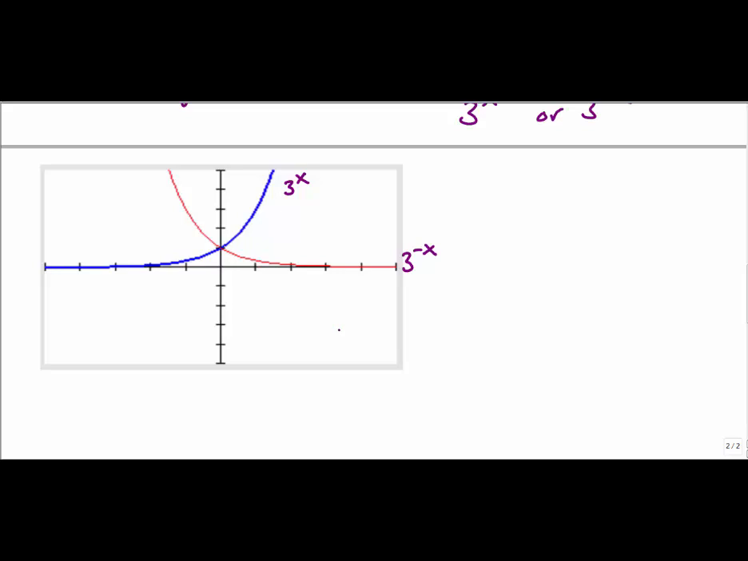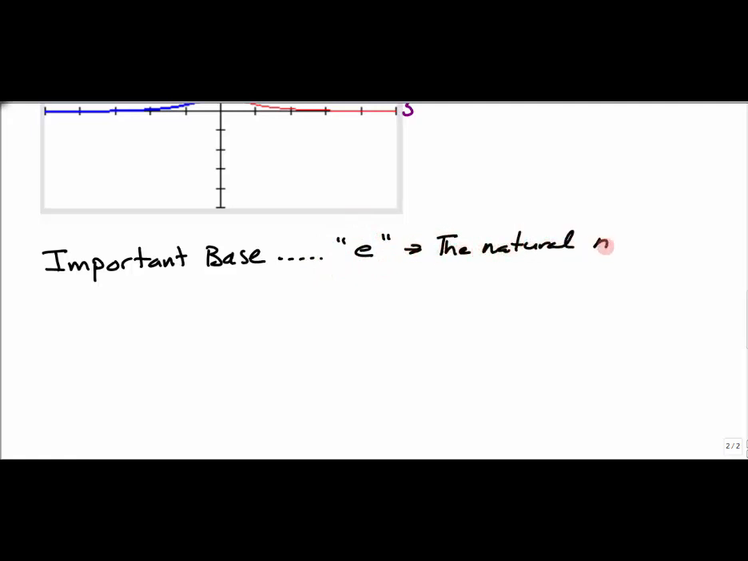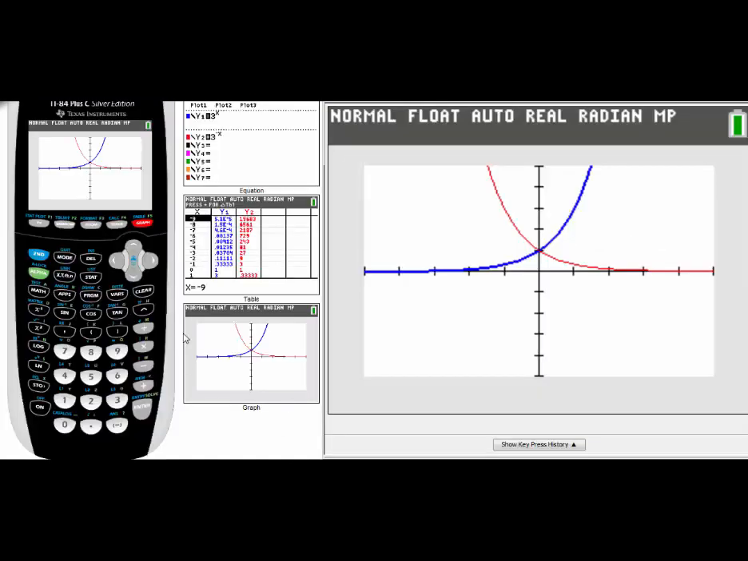Now, a lot of times when we're working with the exponential functions, we're working with a specific base. So an important base that we work with, we just worked with 3 for our base, but one that comes up a lot is e. Now this is called the natural number, and it's a constant, just like pi represents 3.14159. E is approximately equal to the constant 2.718. Now on your calculators, you have an e key. So over here on your calculator, the e is right above the division sign.